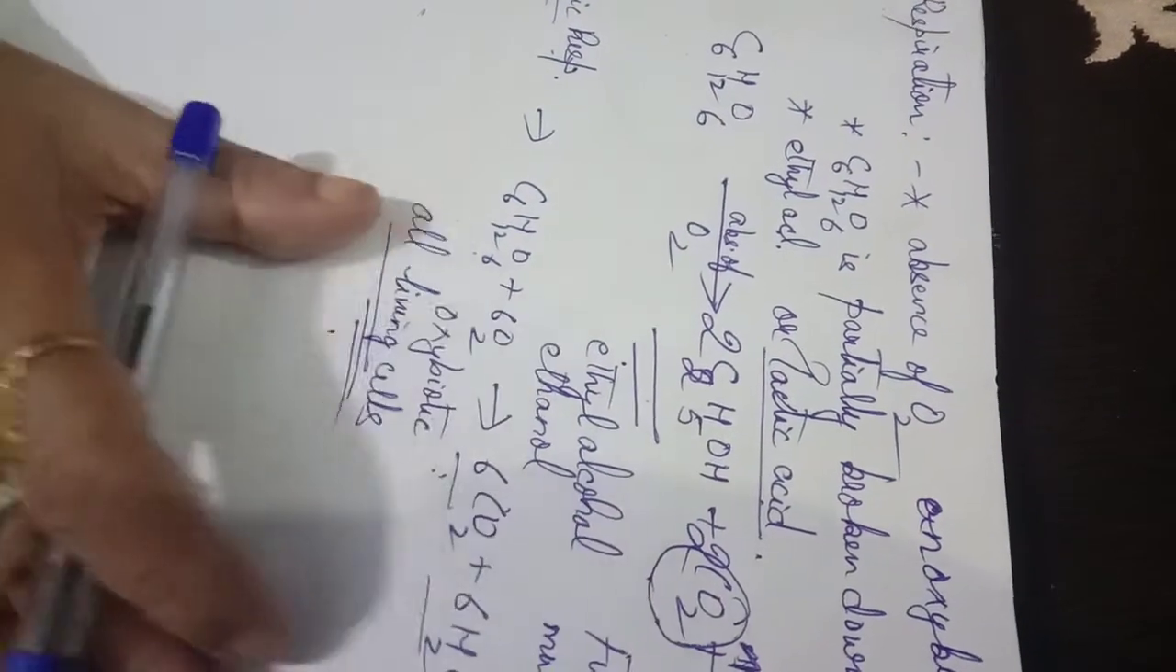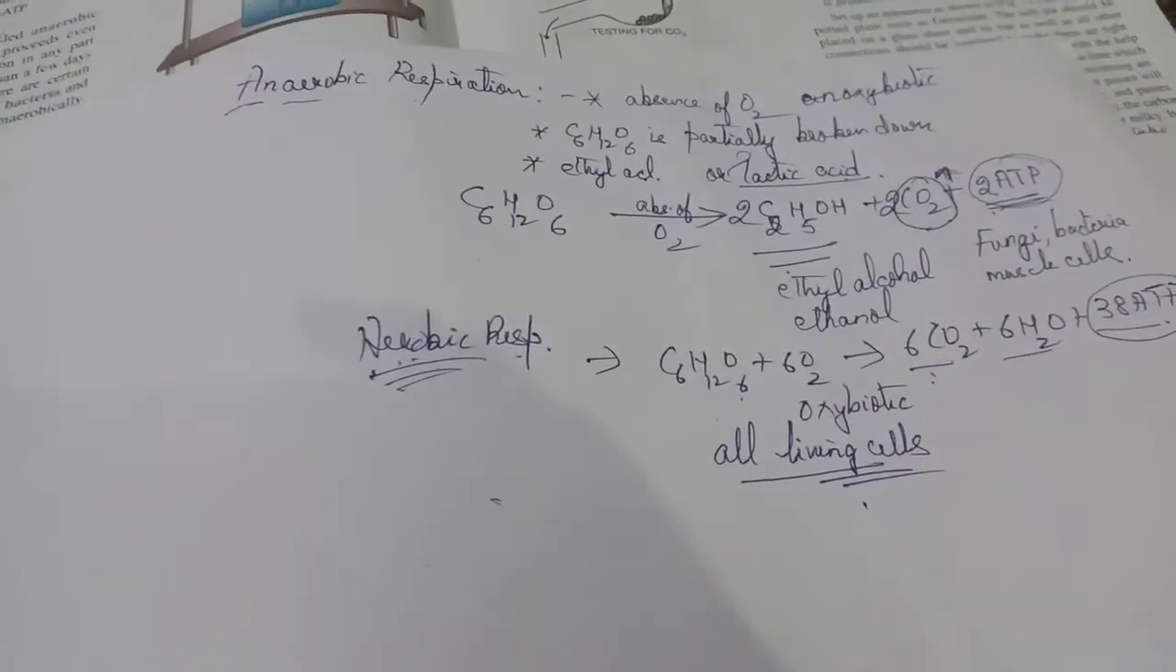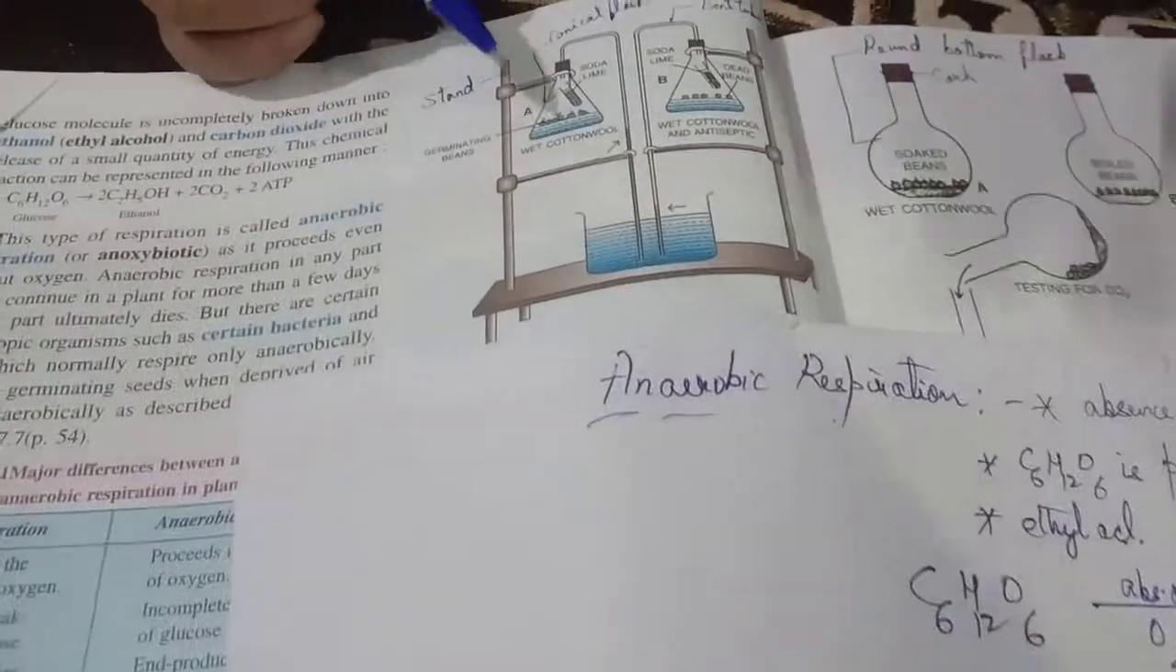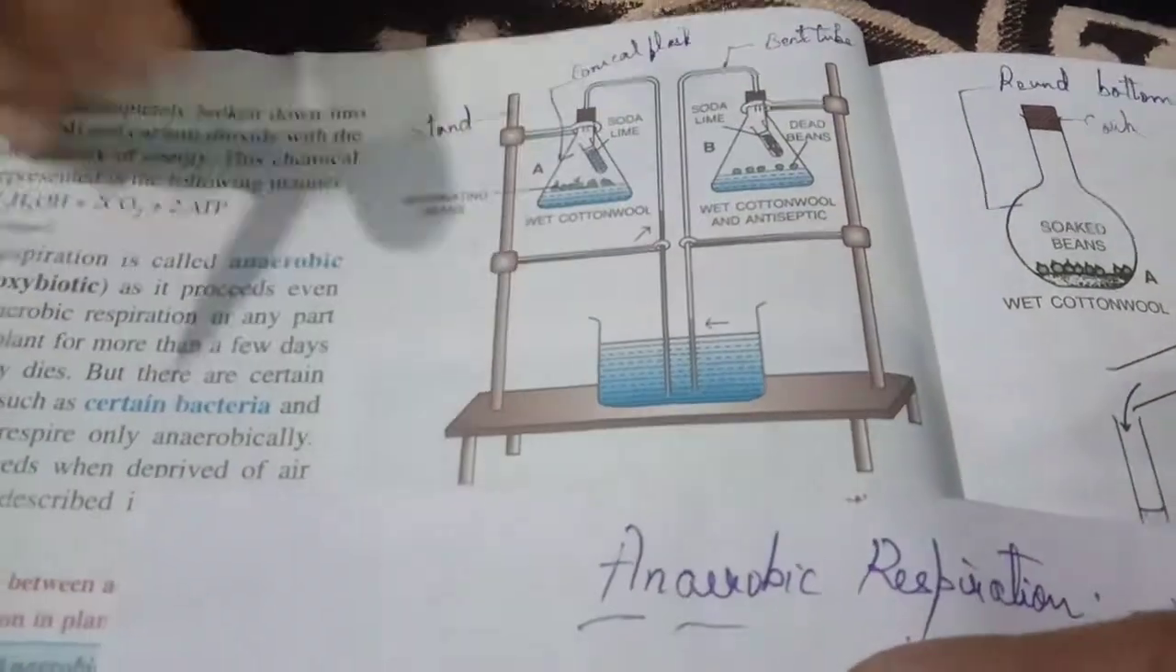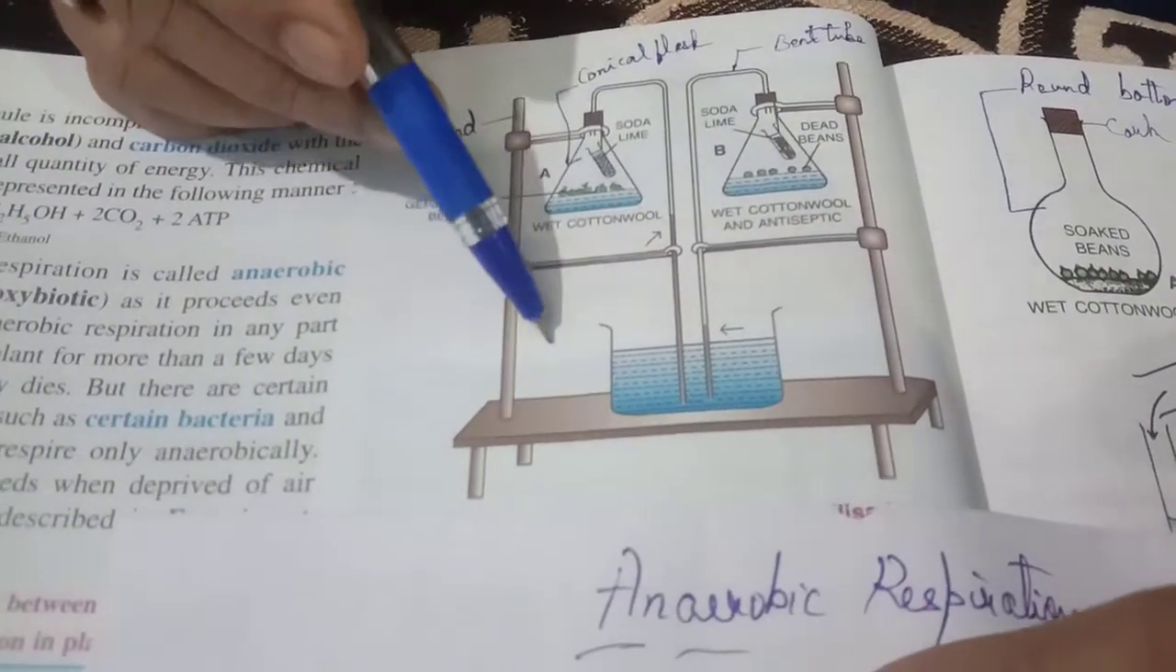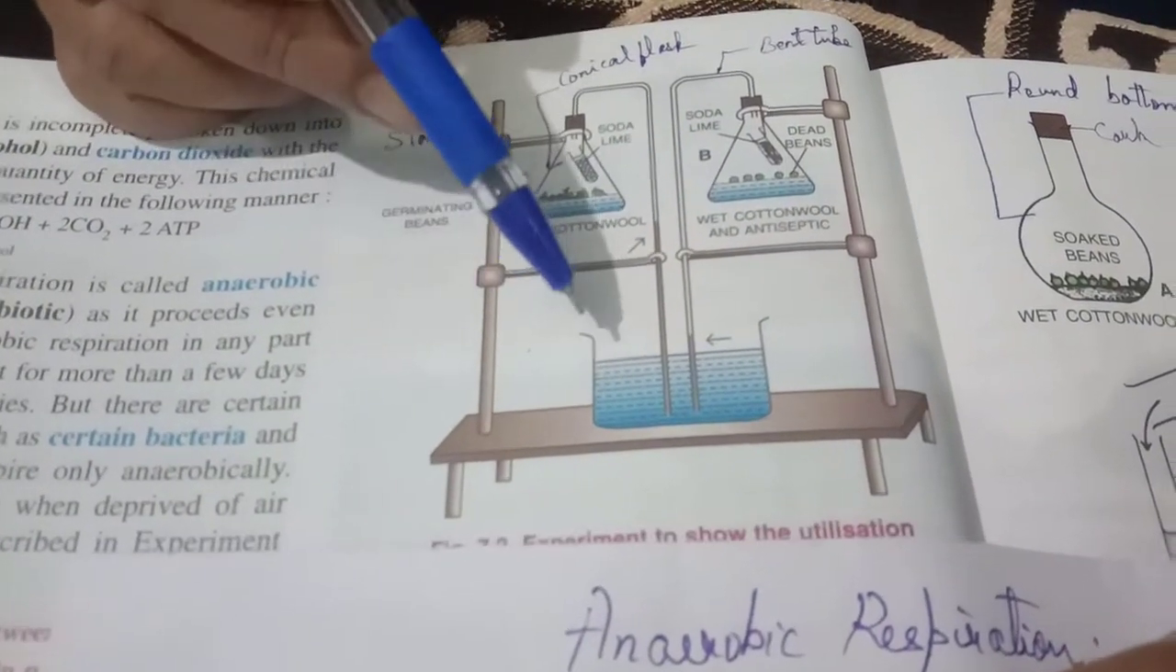Let us now discuss certain experiments. Got it? To prove that oxygen is used up in respiration. Clear? Now in this experiment, what we are going to prove is that oxygen is used up in respiration. Clear? Experiments to show the utilization of oxygen in respiration.